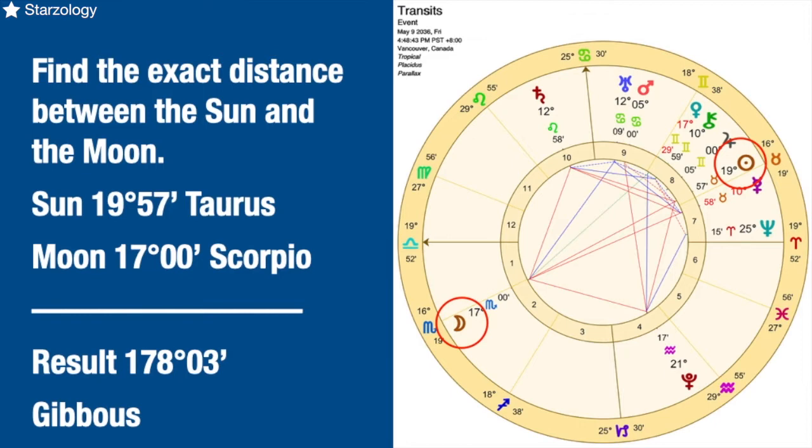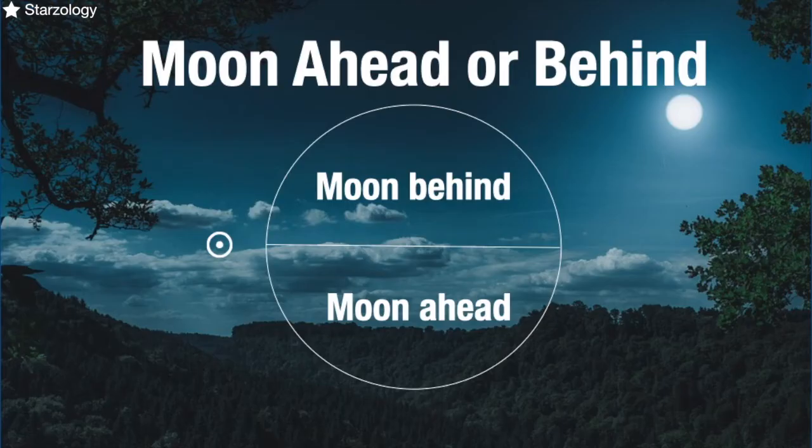So you get this angle. This is the number we're looking for, 178.03. And in your natal chart, you can calculate your sun-moon angle. We also want to consider, is the moon ahead of or behind the sun? And it does depend where the sun is in the zodiac. If the sun is in this position and you've got the moon in the waxing phase, it will be ahead, and if it's behind the sun, it will be in the waning phase.